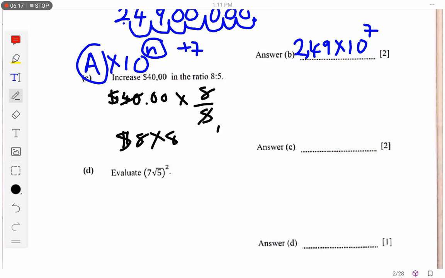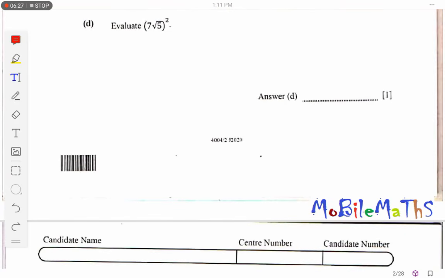8 times 8, we get 64. So we can write 64 like that, the same way they have written for us. Okay, let's go to the next question. The next question is saying evaluate that.